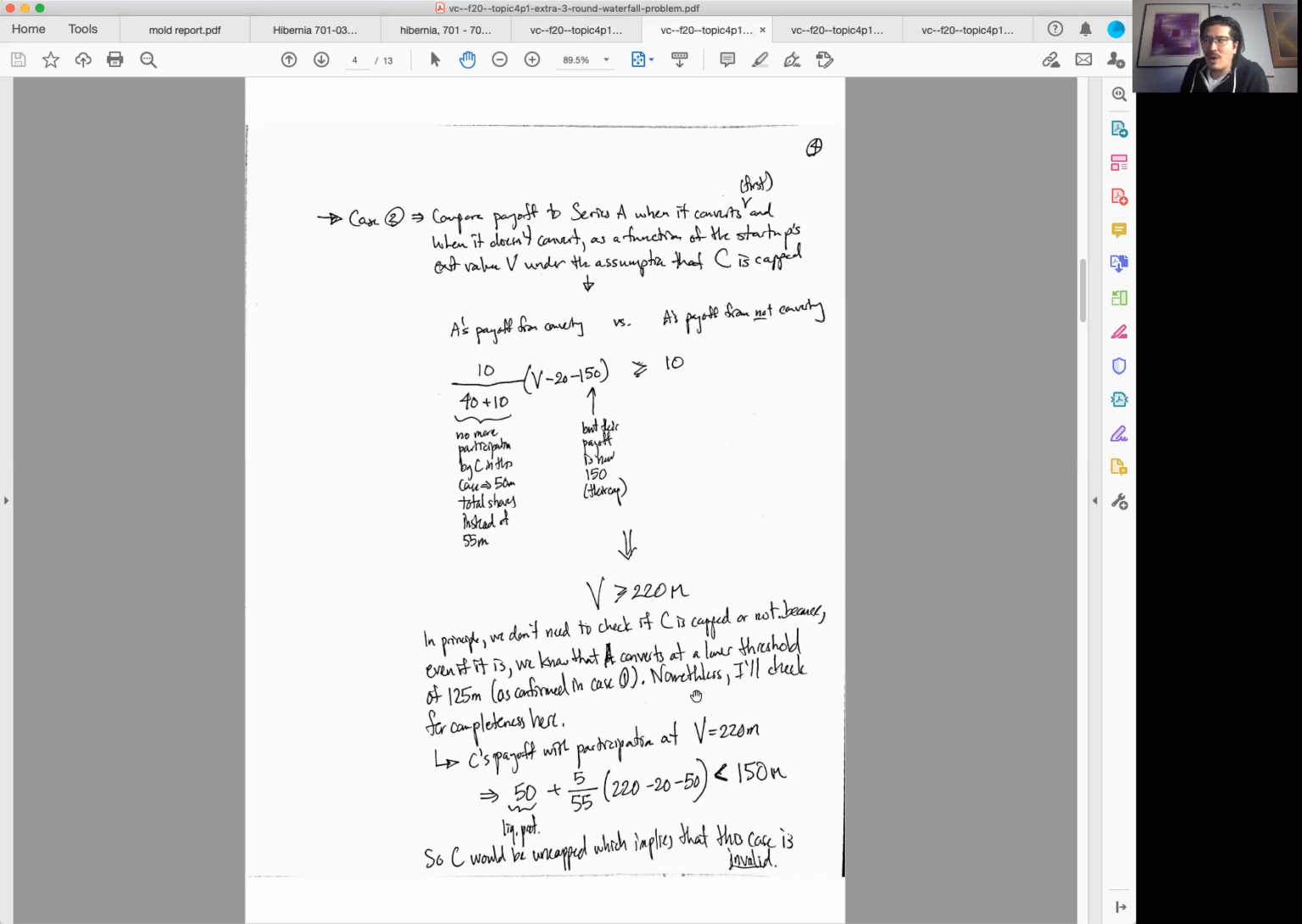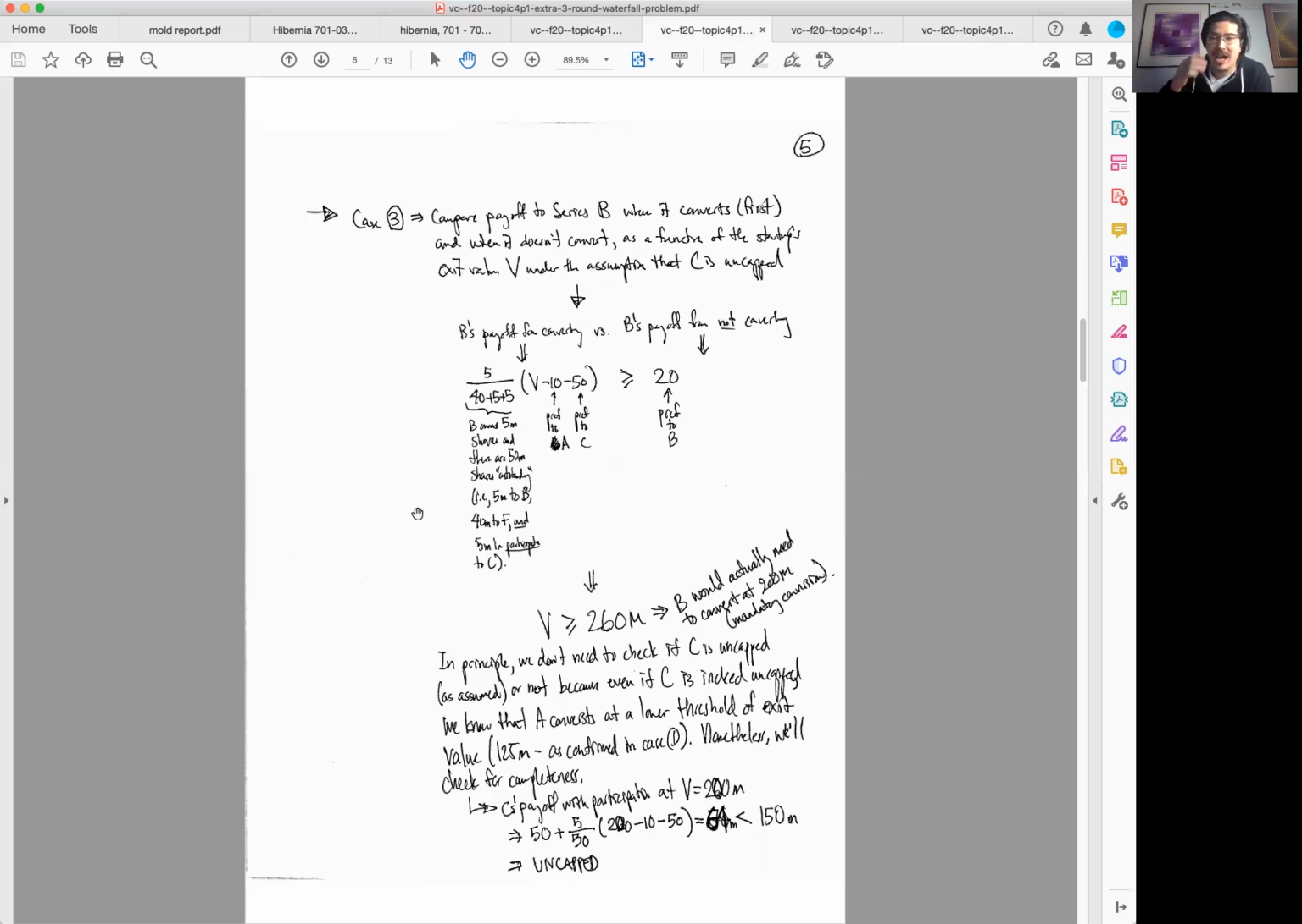But we can check at 220, has C actually hit their cap? It's the 50 plus 5 over 55 times 220 minus 70. Turns out you do the math, that's way, way smaller than 150. So we know that this is not even a logically consistent possibility. It's not internally consistent. Are we okay with this? So, this one is tossed in the junk, but you had to check it. Are we okay so far?